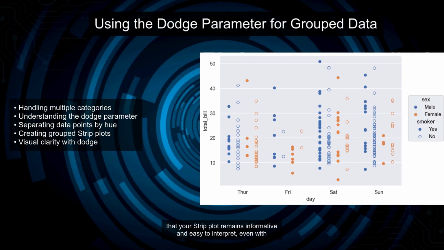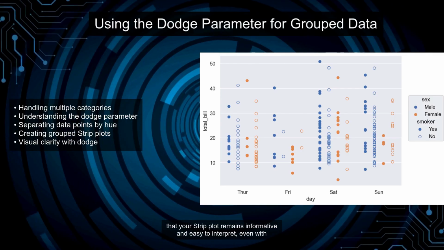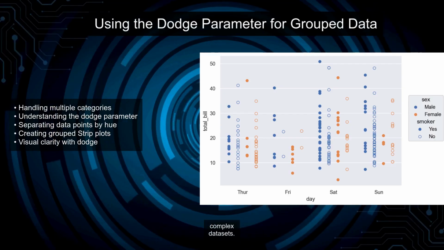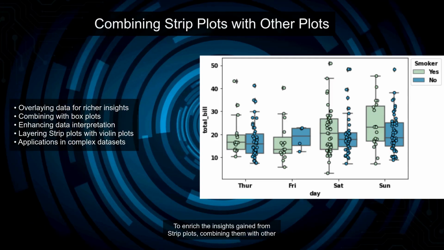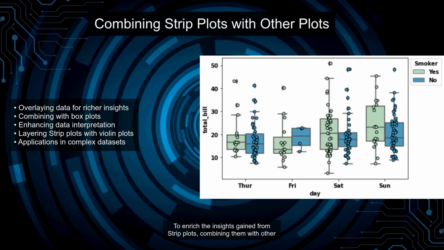By using dodge, you maintain visual clarity and ensure that your strip plot remains informative and easy to interpret, even with complex datasets. To enrich the insights gained from strip plots, combining them with other types of plots is a powerful strategy.